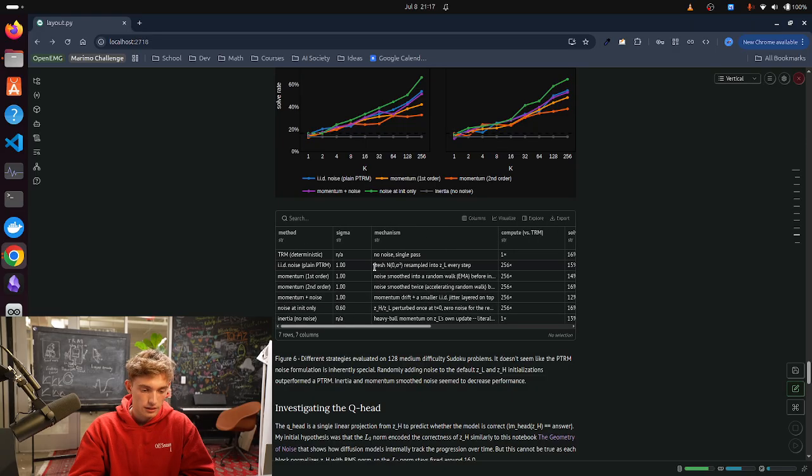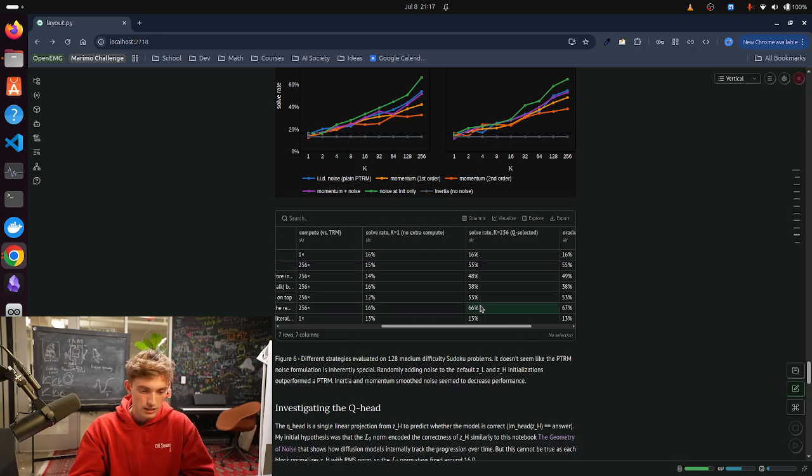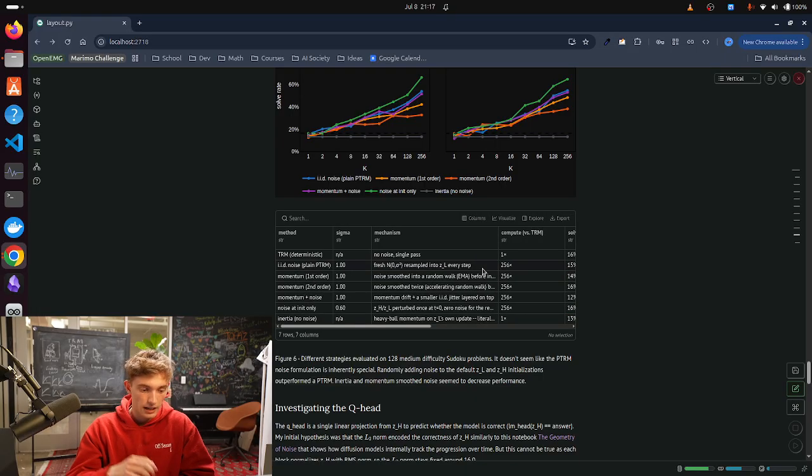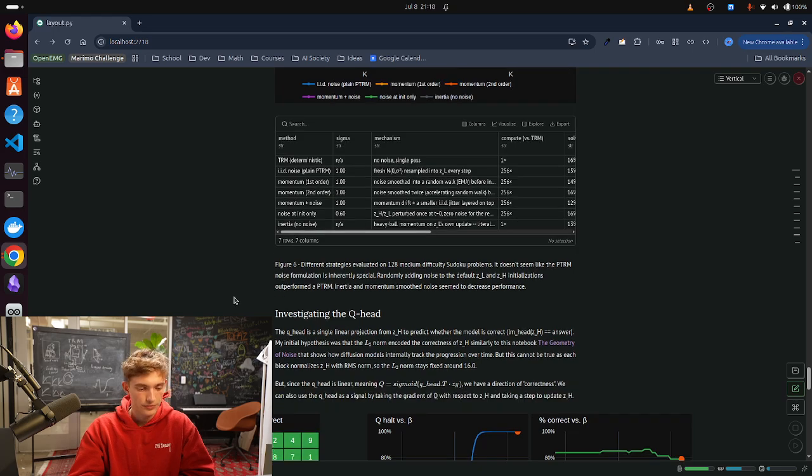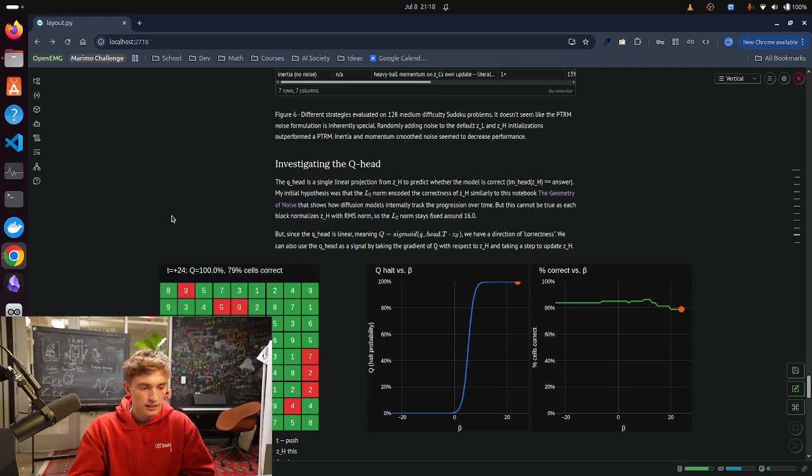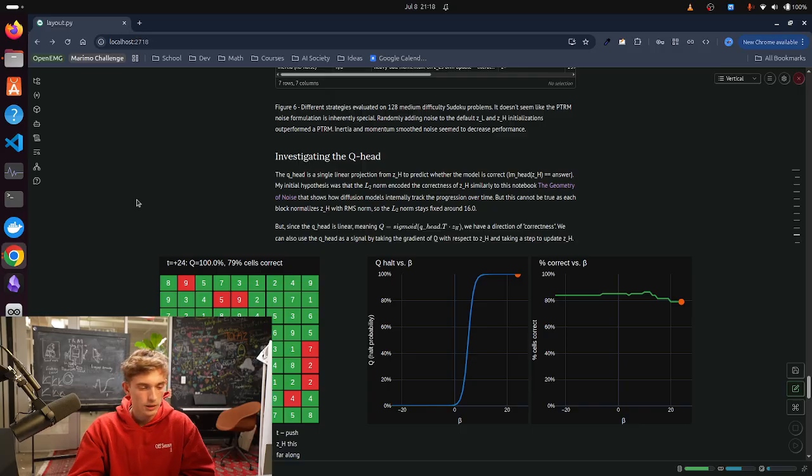Here's a chart run on 128 medium difficulty Sudoku problems, and we actually get a 10% increase in performance over a PTRM by randomly initializing our starting positions instead of adding noise at every single step. So that was kind of cool. And that was an extension I made.